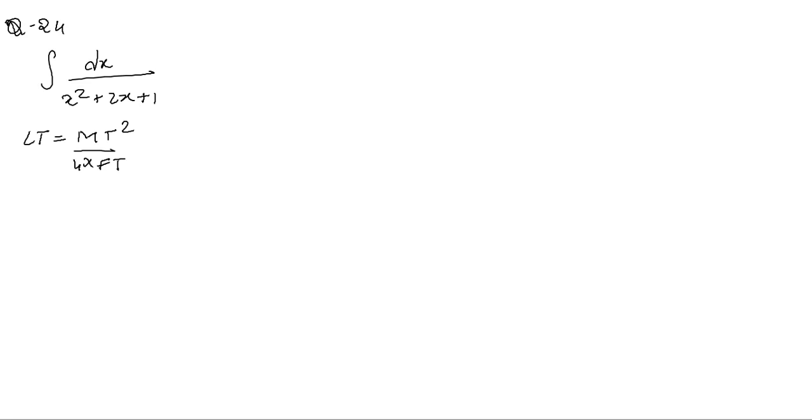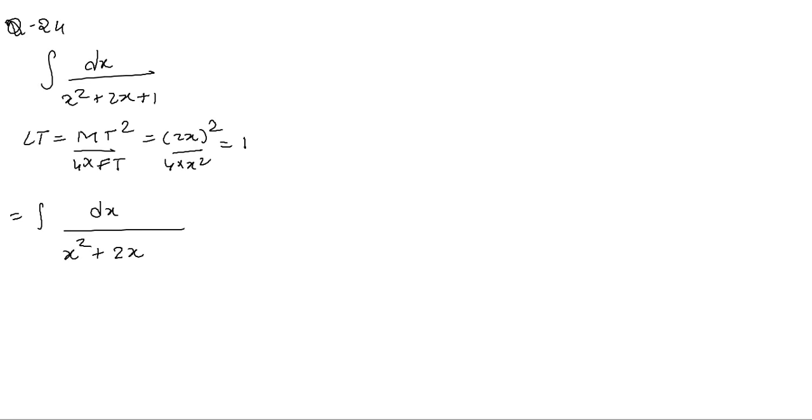We will start with the 24th MCQ. This is MCQ integration dx upon x square plus 2x plus 1. So I will try to find the last term by applying this formula: middle term square upon 4 into first term. So 2x whole square upon 4 into x square. So my last term should be 1.